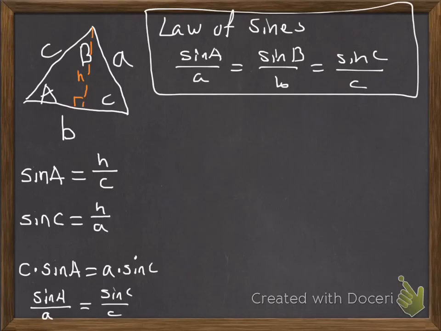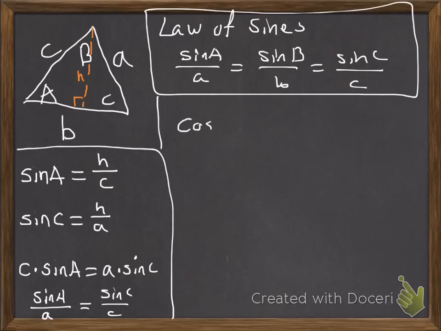Okay, so that's your law of sines, and we'll do another video where we actually apply the law of sines and solve some triangles. Now we're going to use that same triangle to go after the law of cosines. The cosine of angle A is the adjacent side, which we'll call B1, divided by the hypotenuse, which is C. If we multiply both sides by C, we have C cosine of A is equal to B1.